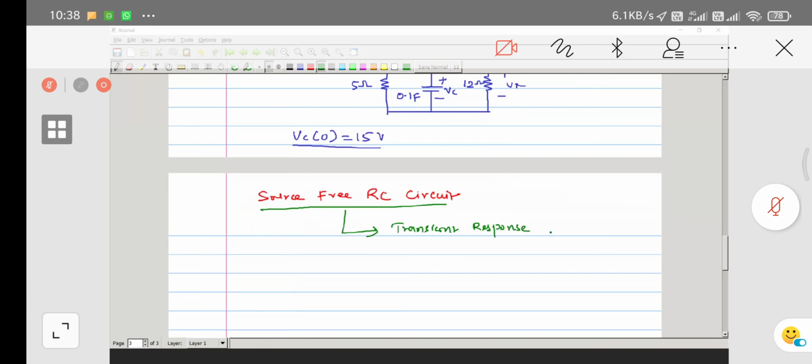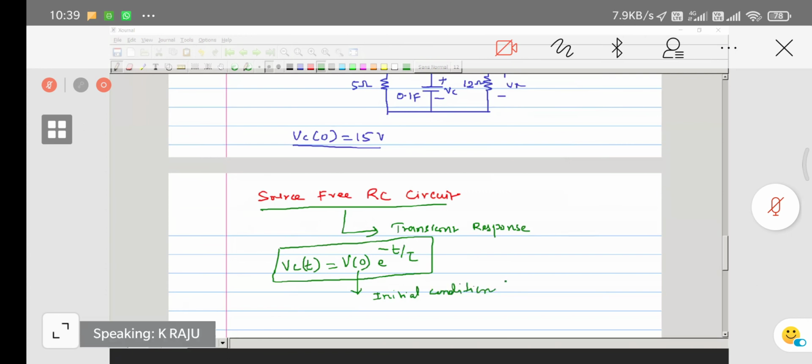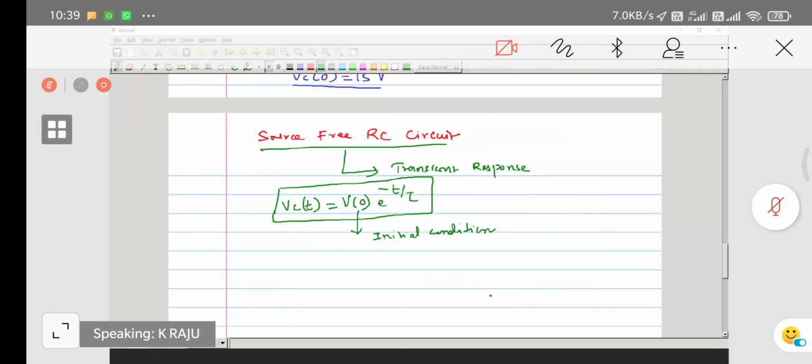You know the response of a series RC circuit. The voltage across the capacitor is given by Vc(t) = V(0) e^(-t/tau). You already know this expression from your earlier circuits. V(0) is the initial condition, which can be obtained from the initial condition. Now I want to find out this time constant tau.